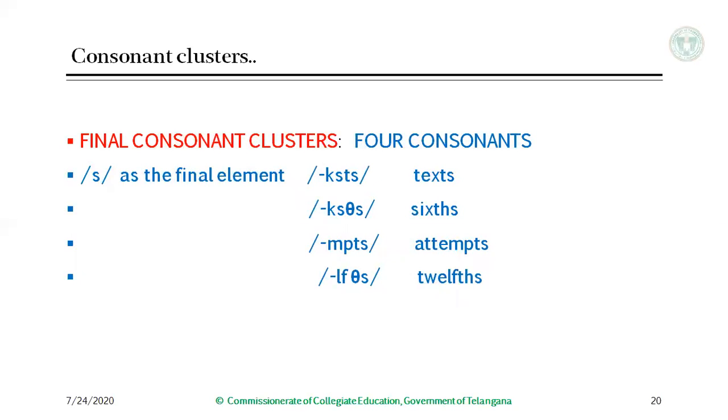Now with 4 consonants. Let's take sa as a final element. Ka, sa, ta, sa: texts, sixths, attempts, 12ths. This is about consonant clusters. We have taken a few examples here.